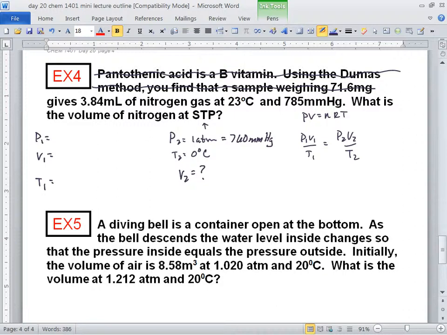Did you get an answer, Kenneth? Yeah. What'd you get? 3.65 milliliters. Anybody else get that? Stephanie got it. 3.65 milliliters.